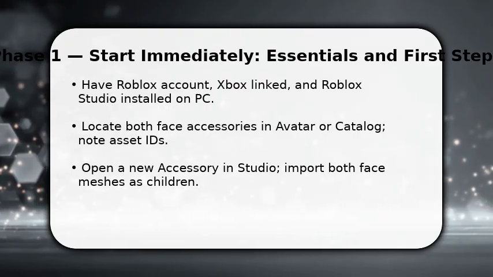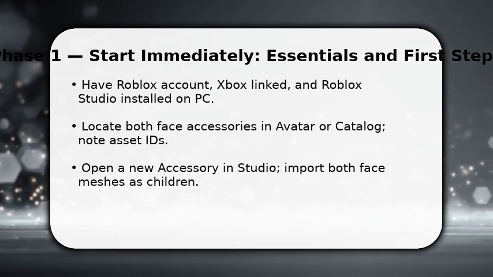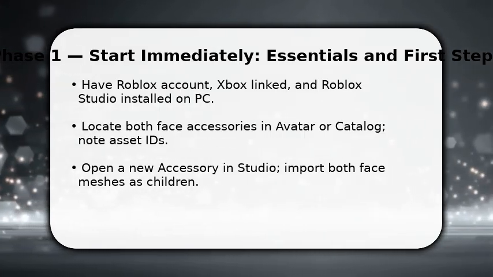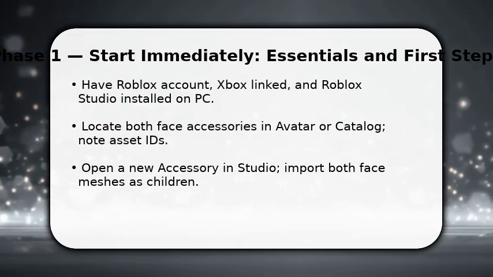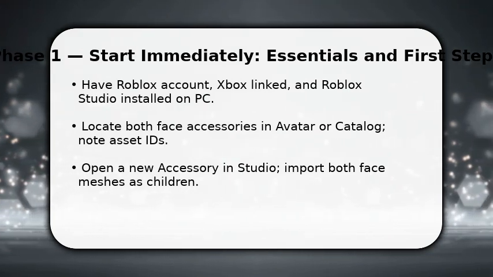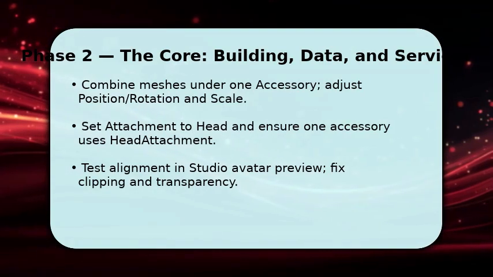Import the two-face assets into that accessory as separate mesh parts, then align them so they sit correctly on the head. Do this now. You need a single uploaded accessory, because Xbox only allows one face type accessory slot at runtime. Now you perform the detailed merge.